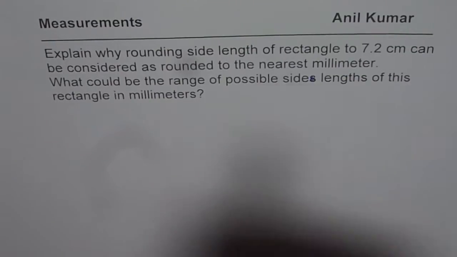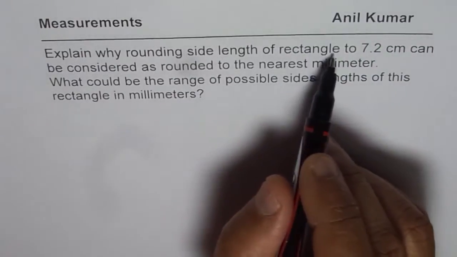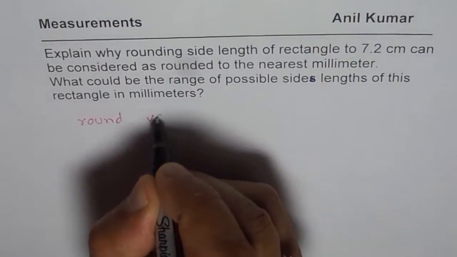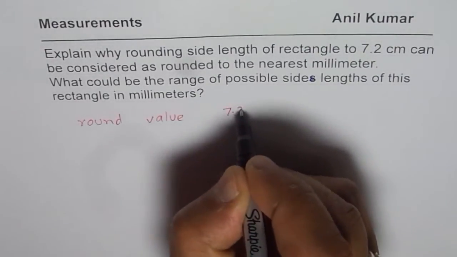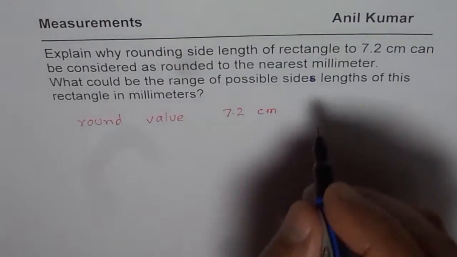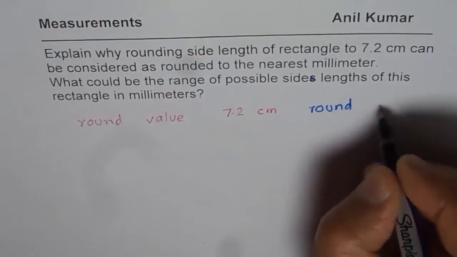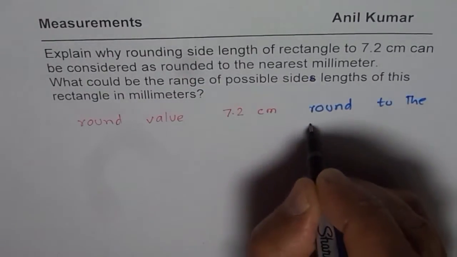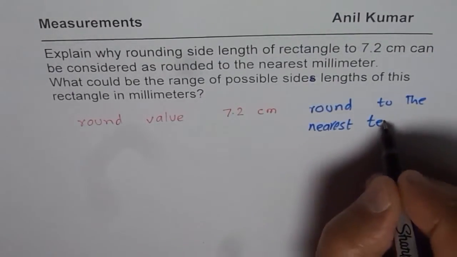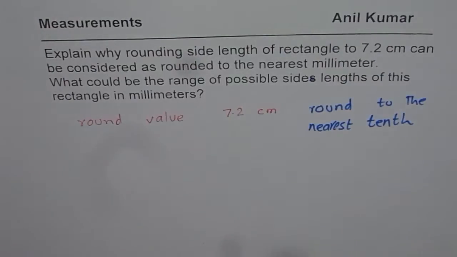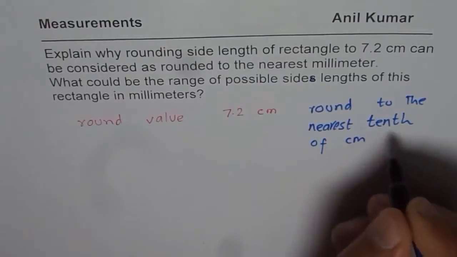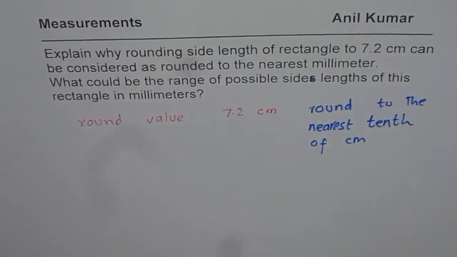Let's try to understand this question. We are rounding the side length of the rectangle to 7.2, so the rounded value is 7.2 centimeters. What kind of rounding have we done? We have rounded to tenths. That means rounded to the nearest tenth, correct? So this is the tenth position. Once you round to the nearest tenth of a centimeter, you get 7.2 centimeters.